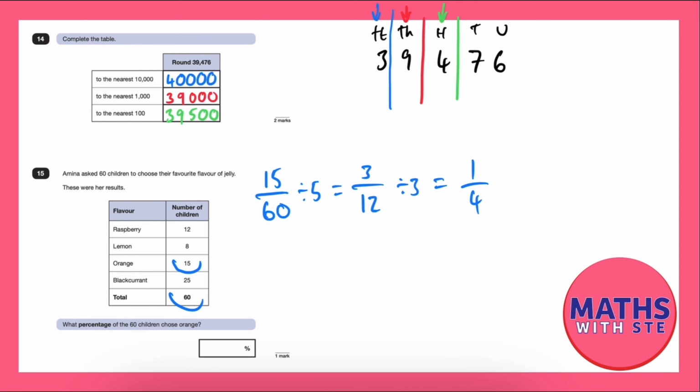Now, you might already know what a quarter is as a percentage, but if you don't, what you can always do, you can say percent means 100, doesn't it? It's out of 100. So you can do 100, and you can divide it by the bottom times by the top. So 100 divided by 4. So how many times does 4 go into 1? It goes in 0 times, carry the 1. Okay, how many times does 4 go into 10? That's going to be 2 times, isn't it? With 2 left over. And how many times does 4 go into 20? That's 5 times. Times it by the top, that's 1. Anything times by 1 is itself. So therefore, the answer is 25%.